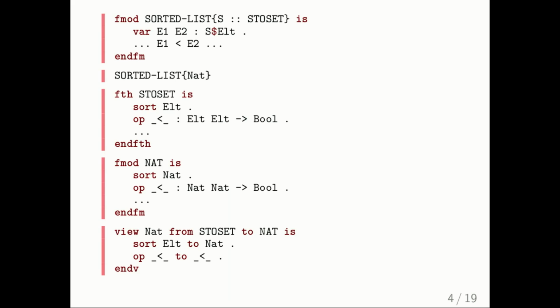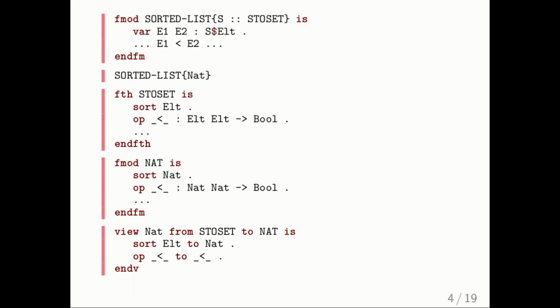The parameter can be instantiated, for example, with a specification of the natural numbers. Not any module can be accepted to instantiate the parameter. The requirements for a module to be accepted to instantiate a parameter are included in a theory. I have called this one STO for strict total order. It contains two requirements, the existence of a sort for the elements and the existence of a less than relation defined on those elements. The natural numbers satisfy these requirements. They define a sort, Nat, and a less than relation.